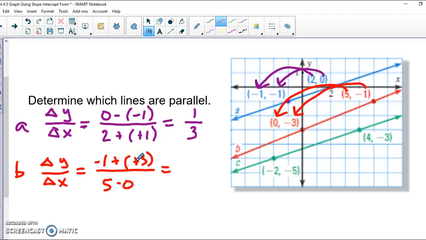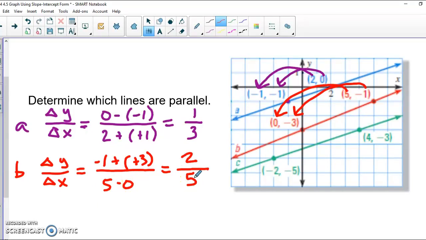My rule for adding a negative and a positive, different signs, I find the difference. The difference between 1 and 3 is 2. And my larger number is 3, which is positive, so my answer is positive. You can also think of it on a number line. If I'm at -1 and I move 3 units to the right, that takes me to +2. And in my denominator, 5 minus 0 is 5.